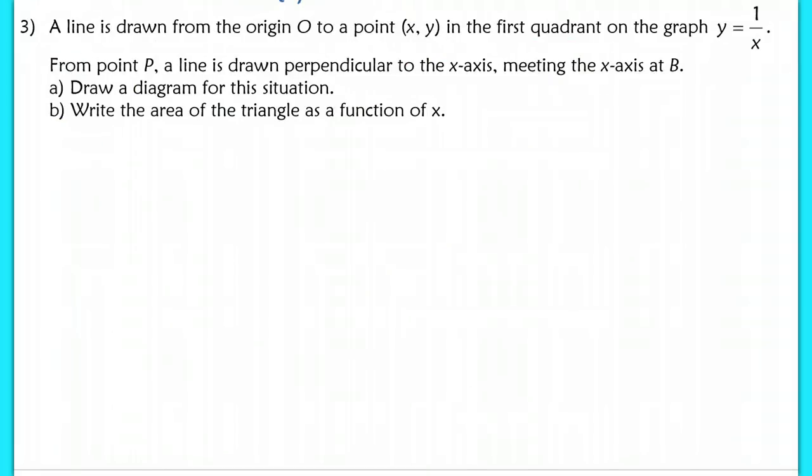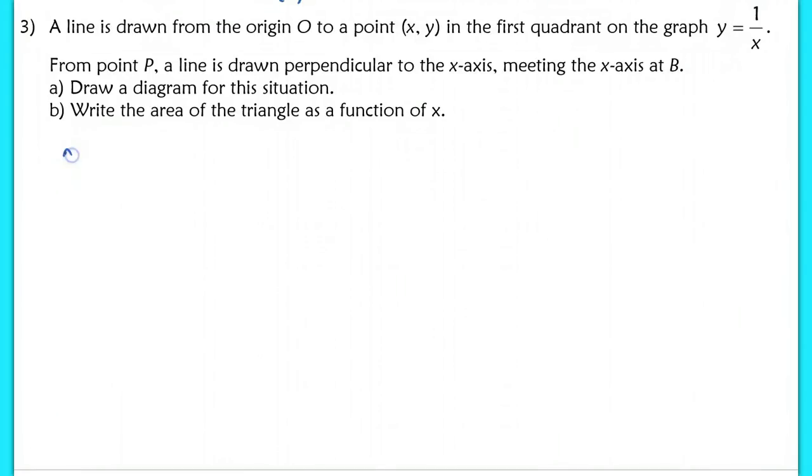Alright, in problem 3, we're not given a diagram, so I want to first read out this problem and then try to draw a diagram that will accompany this so I can visualize this a little bit better. So it says a line is drawn from the origin to a point (x, y) in the first quadrant on the graph of y = 1/x.